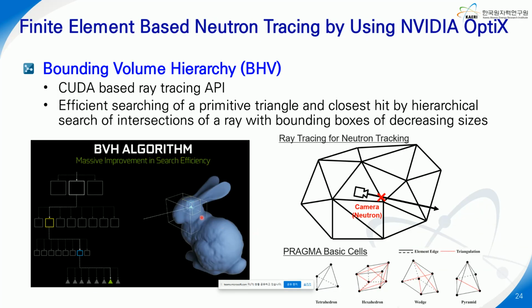In general geometry representation in Pragma, all the objects are represented by finite elements of these four shapes. The optics ray tracing module in CUDA is used to trace neutrons instead of light. Optics provide a very efficient searching tool for finding the next intersection of a neutron track with an element by the so-called bounding volume hierarchy algorithm.